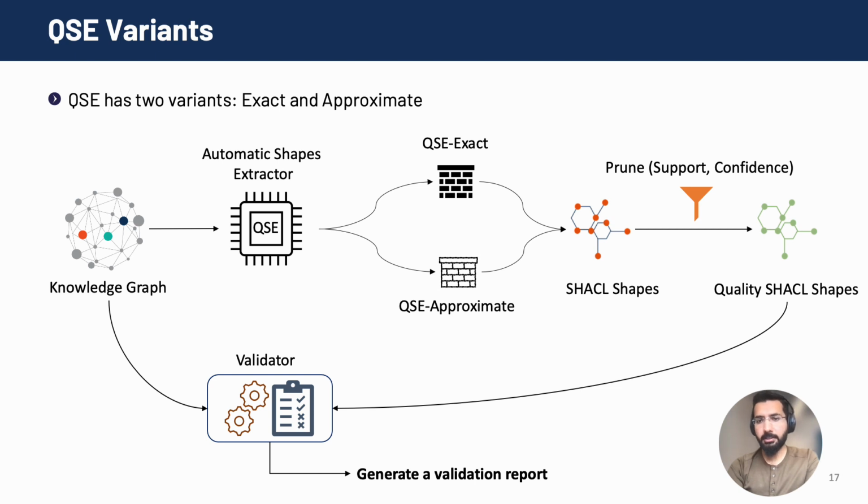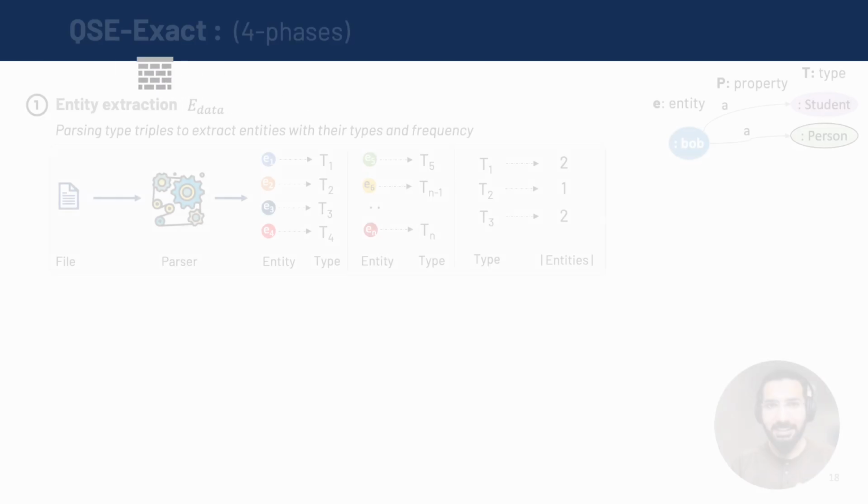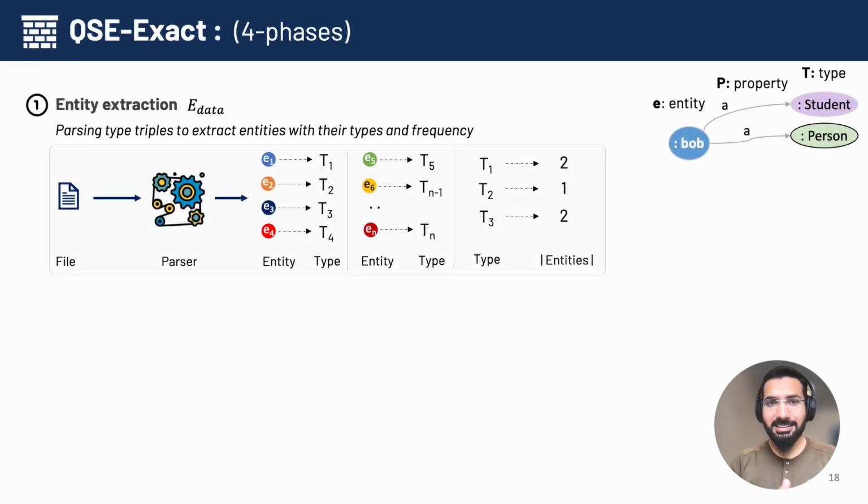Specifically, QSE has two variants, QSE exact and QSE approximate. Let's see the working of the QSE exact approach. The exact approach consists of 4 phases. In the first phase, entity data is extracted by parsing the type tuples with their types and frequency.